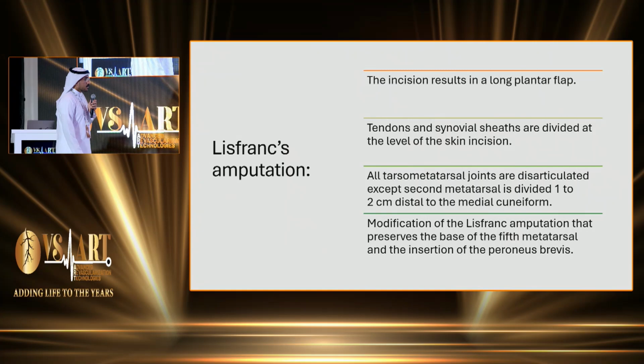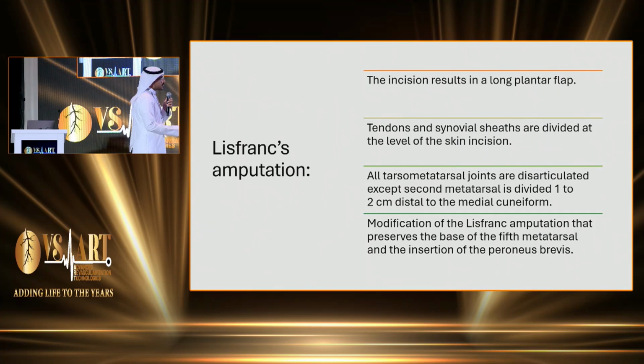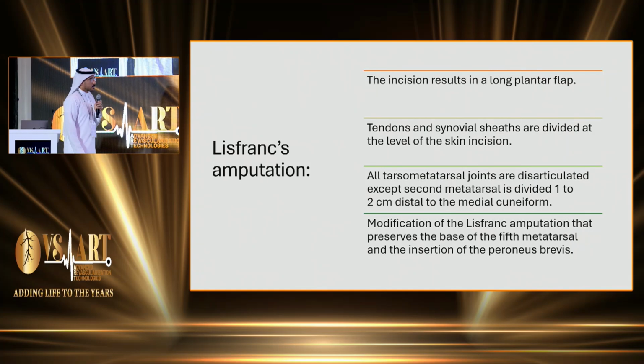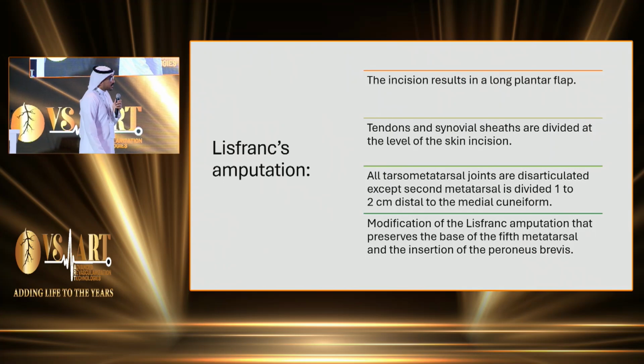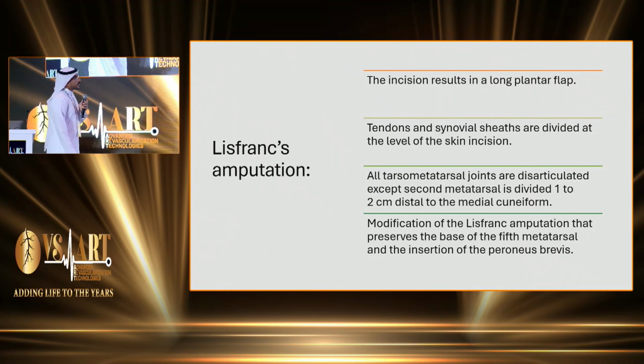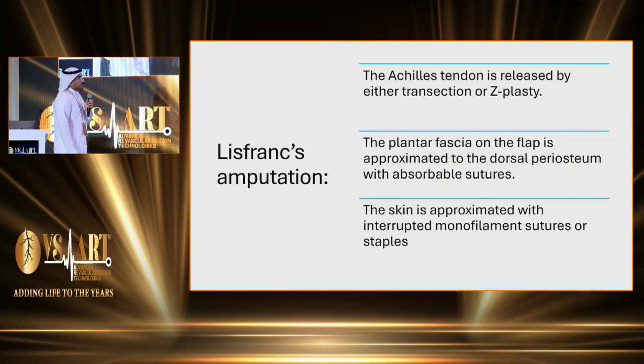Finally, Lisfranc amputation is rarely done. Only some technical points: all tarsometatarsal joints are disarticulated, except the second metatarsal, which is divided 1 to 2 centimeters distal to the medial cuneiform, and there is a modified Lisfranc procedure which preserves the base of the fifth metatarsal at the insertion of peroneus brevis. The Achilles tendon is released as well, as we mentioned, to prevent equinus deformity.